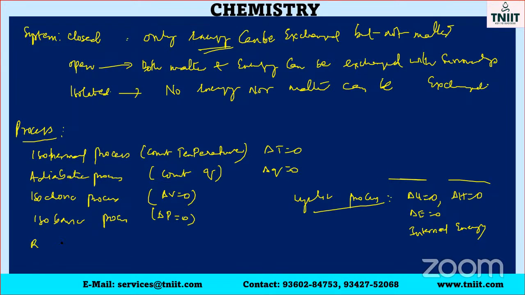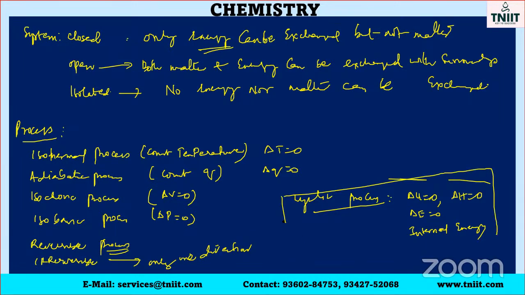Next, a reversible process and an irreversible process. A reversible process is a process in which the direction of the reaction can be reversed at any stage. An irreversible process is a process which cannot be reversed, which takes place only in one direction. Now remember, for a cyclic process, delta U is zero and delta H is also zero. Different types of processes we have learned.